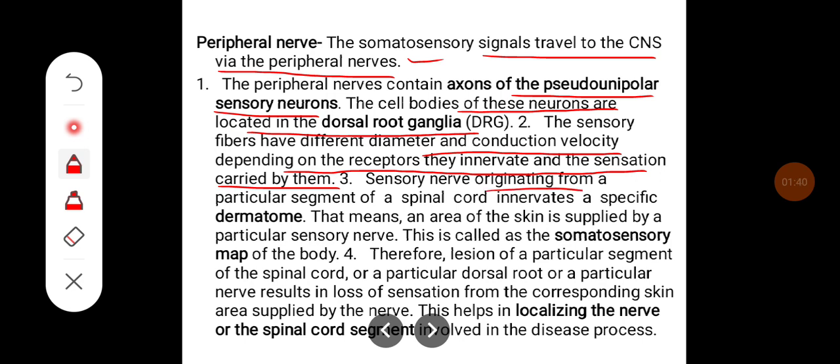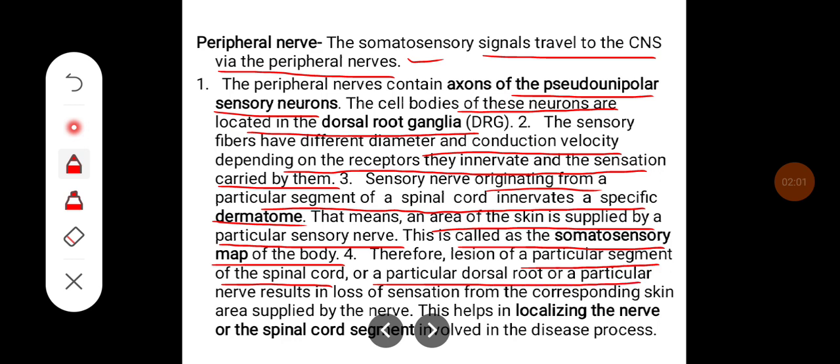A sensory nerve originating from a particular segment of the spinal cord innervates a specific dermatome. That means an area of skin is supplied by a particular sensory nerve. This is called the somatosensory map of the body. Therefore, a lesion of a particular segment of the spinal cord, a particular dorsal root, or a particular nerve results in loss of sensation from the corresponding skin area supplied by the nerve. This helps in localizing the nerve or the spinal cord segment involved in the disease process.